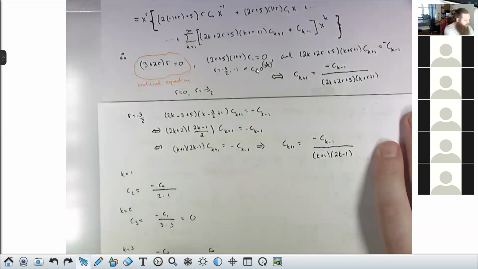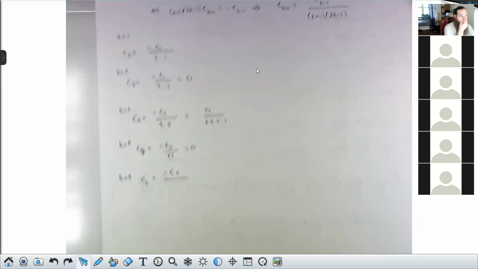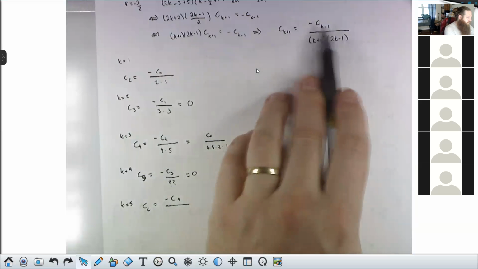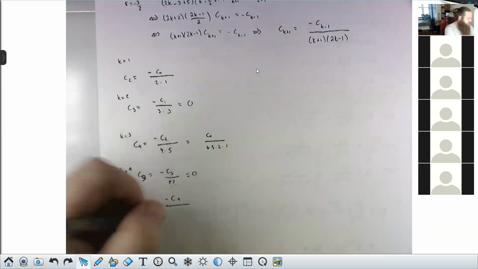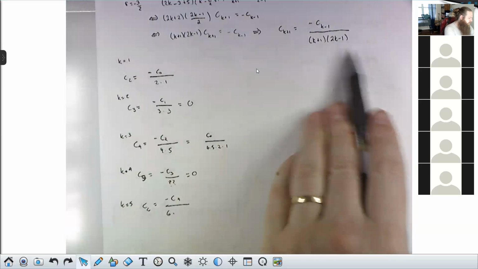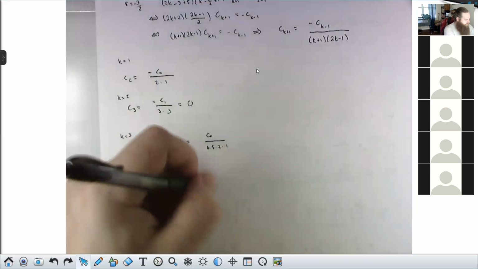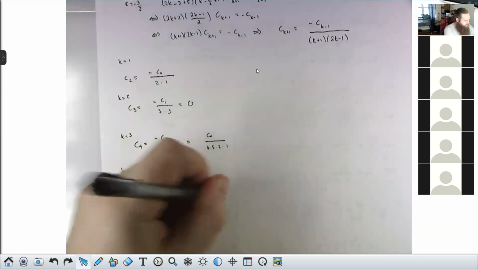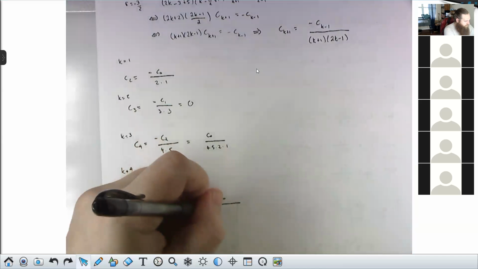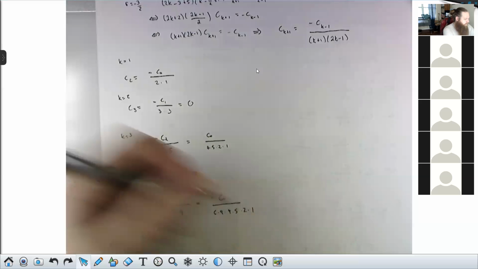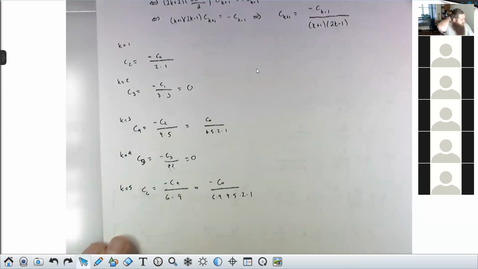We get C6 is negative C4 over, k equals 5. Yes, C6 is equal to negative C4 over 5 plus 1 is 6 times 2 times 5 is 10 minus 1 is 9. C4 we know, so this will be negative C naught over 6 times 9 times 4 times 5 times 2 times 1. And again, I've got the first few non-zero terms.